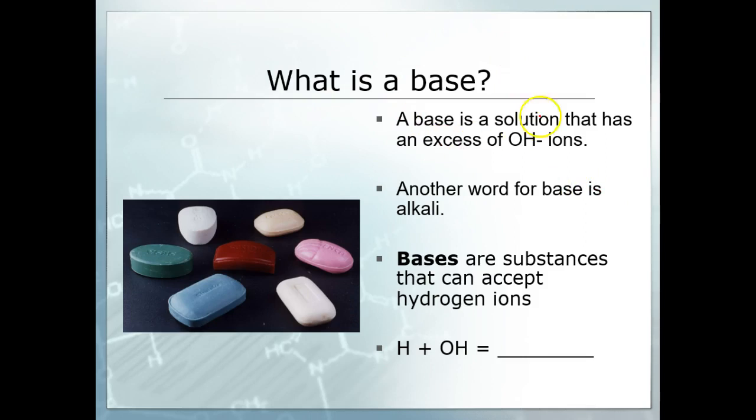All right, so again, here's our side here. And now we're on the bases side. A base is a solution that has an excess of OH ions, okay? So OH again is a hydroxide. And what's going to happen is if we have more hydroxide ions, then we're going to be more basic, okay? So the higher the OH concentration and less hydrogen we have, the more basic it's going to be.